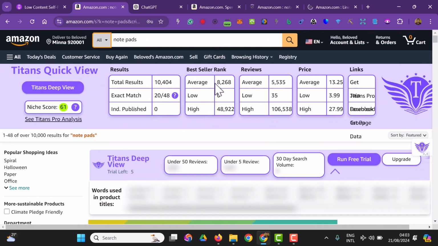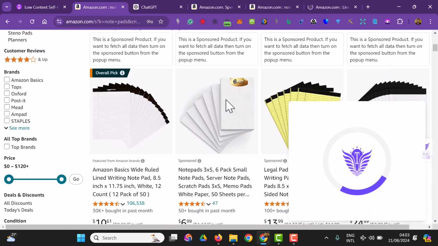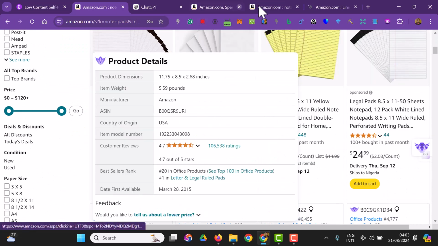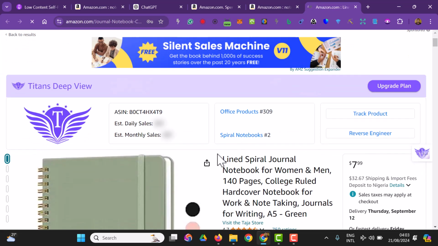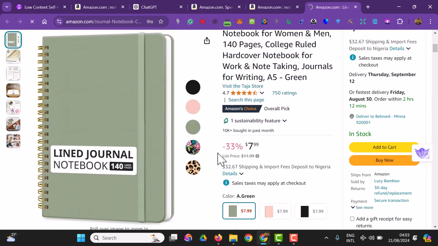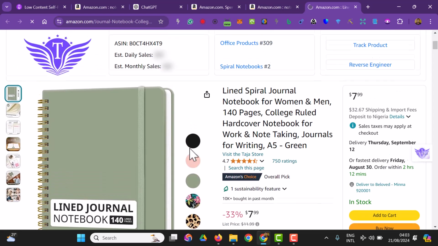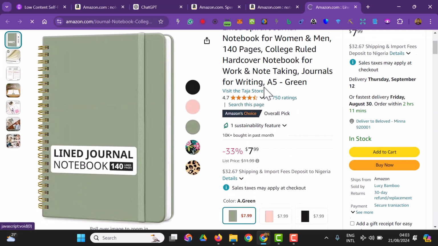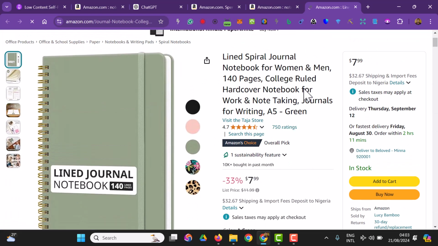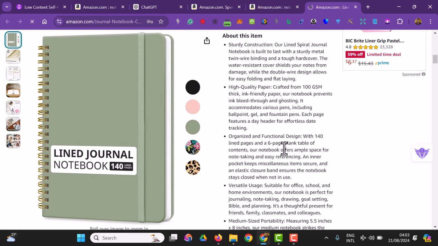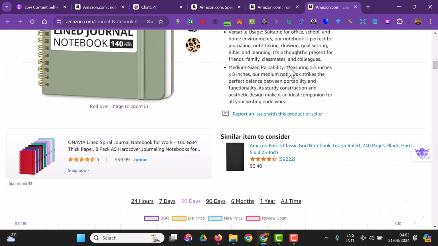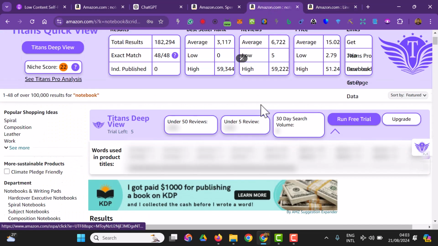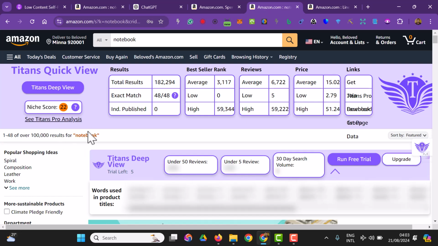Look at the bestseller rank. Look at the price average. So what are we going to do? I have paperbacks and I have notebooks, so let me look for something that resonates. As you can see, this is a lined spiral journal. College Road hardcover notebook for work and note-taking, journals for writing. This is a very good one. So let's look for this. The niche score for notebook is bad. So bad.